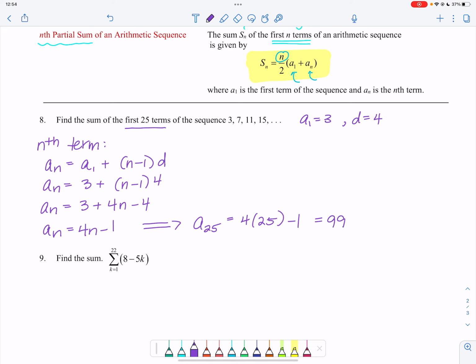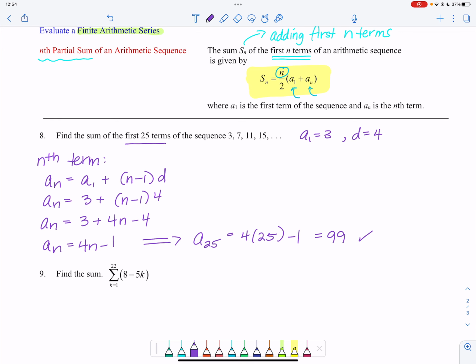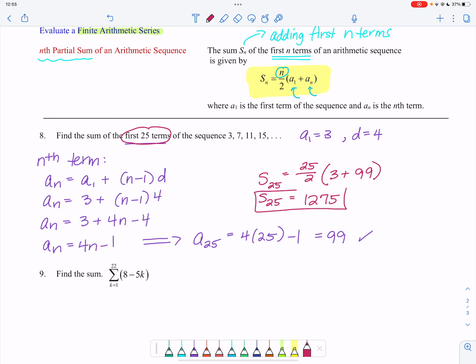which is equal to 99. We needed that for this equation. We wanted the sum of the first 25 terms. S sub 25 is going to be 25 divided by 2 times our first term plus our last term. If you work that out, you'll have 1275. And that is the sum of the first 25 terms.